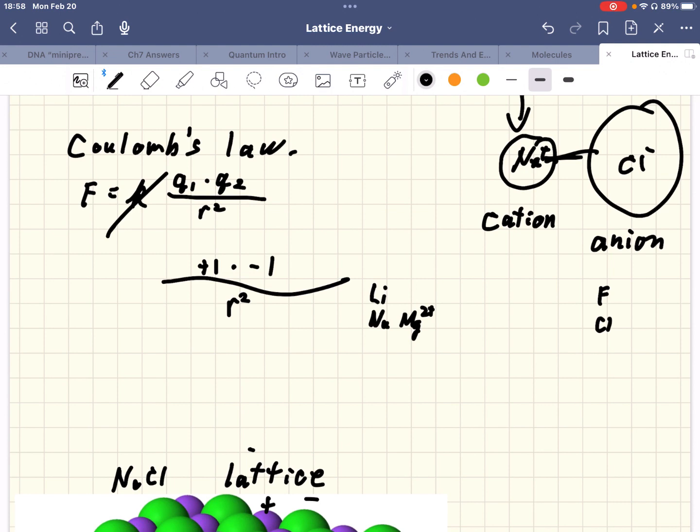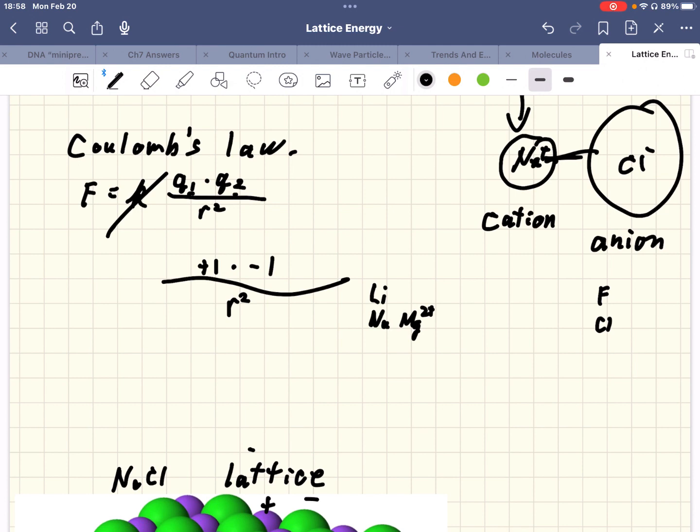So we'll be able to compare two different compounds, two different crystals, and just make a prediction based on the product of the charges, and then how big are the ions. You want to look at the charges first. They're going to have the biggest effect on it because the radius differences will be very small. So really you want to look at the charges first, and then if the charges are the same, you're going to look at the relative size of the ions.